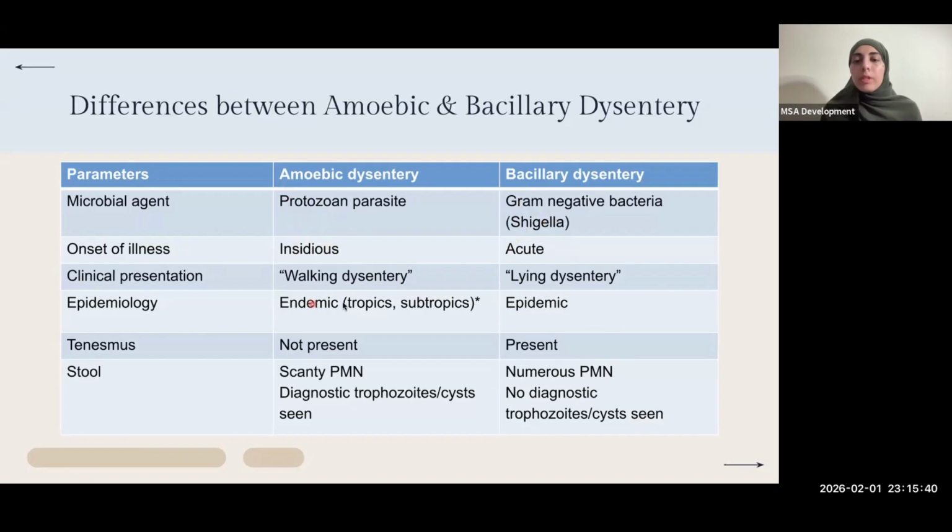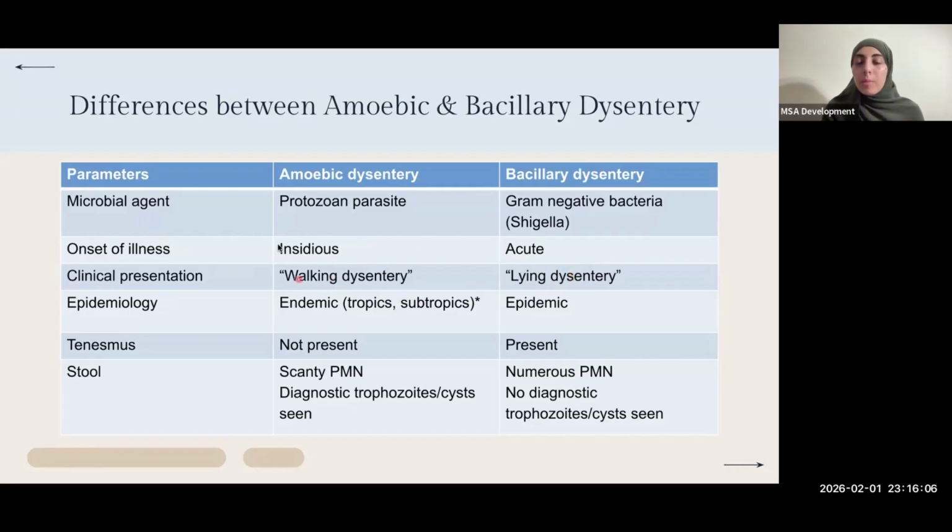If it's walking dysentery versus lying, basically walking dysentery means that the patient comes into the hospital, into the ER walking, because it's more chronic and more slow onset. So it's been happening for a while and it's gradual and less severe. So the patient will be able to walk and come to the hospital. But here, it's very acute and it's severe, so they'll be very sick and it's not as gradual as this one.